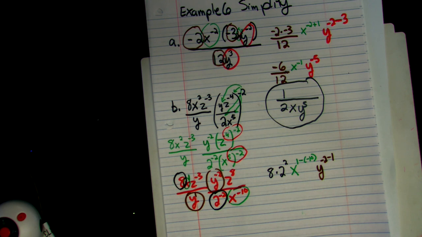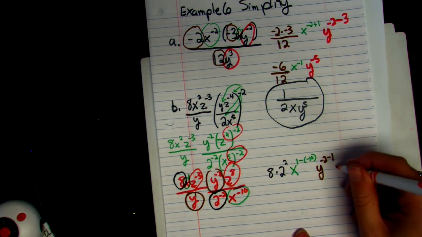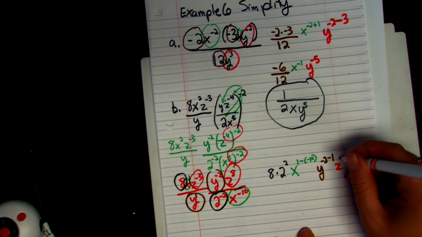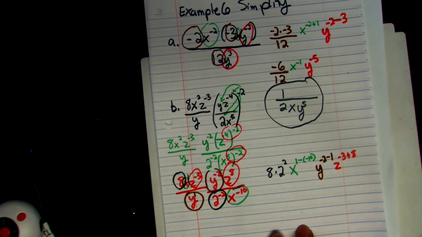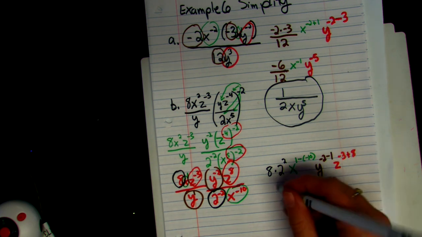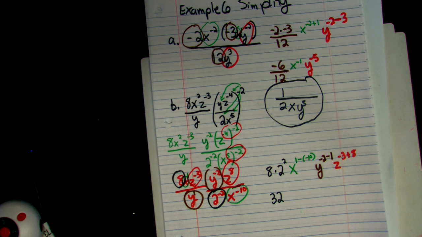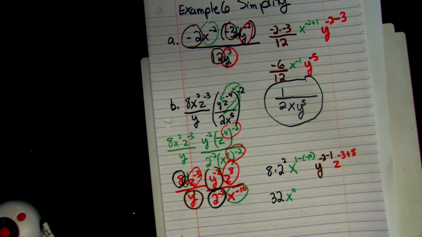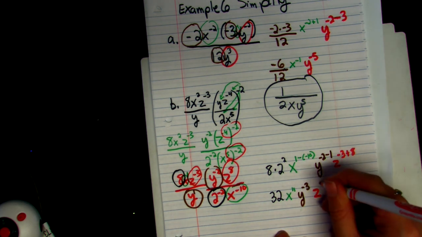All right, now my z's. So I have z to the -3 and I have z to the 8th. All right, and those are being multiplied, so that means adding. So I have -3 plus 8. All right, so 2 squared is 4, and then 8 times 4 is 32. 1 minus negative 10 is the same as saying 1 plus 10, so that's x to the 11th. And then y to the negative 2 minus 1, negative 2 minus 1 is negative 3. And then z to the negative 3 plus 8, negative 3 plus 8 is 5, so I have this.